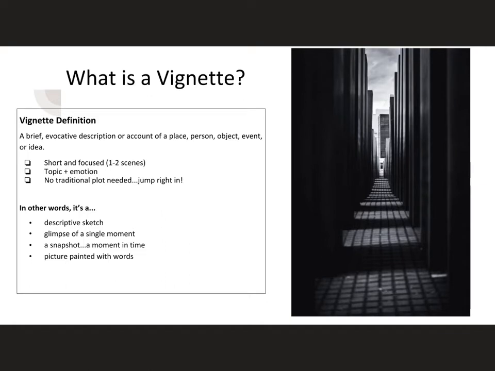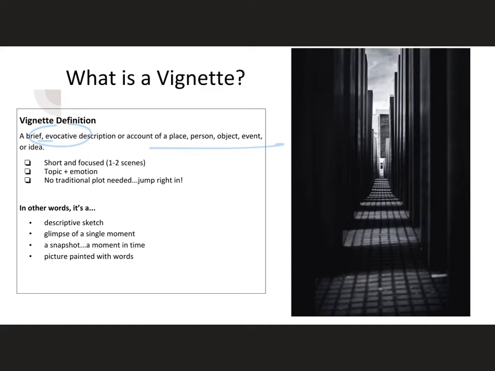All right, here we go. Continuing with the guided notes, we're looking at what is a vignette. Here's the definition. So in your notes, you'll see there's some lines that you'll fill in. What I'd love for you to do is delete that line, type in what you see on the screen here. So a vignette is a brief and evocative description or account of a place, person, object, event, or an idea.